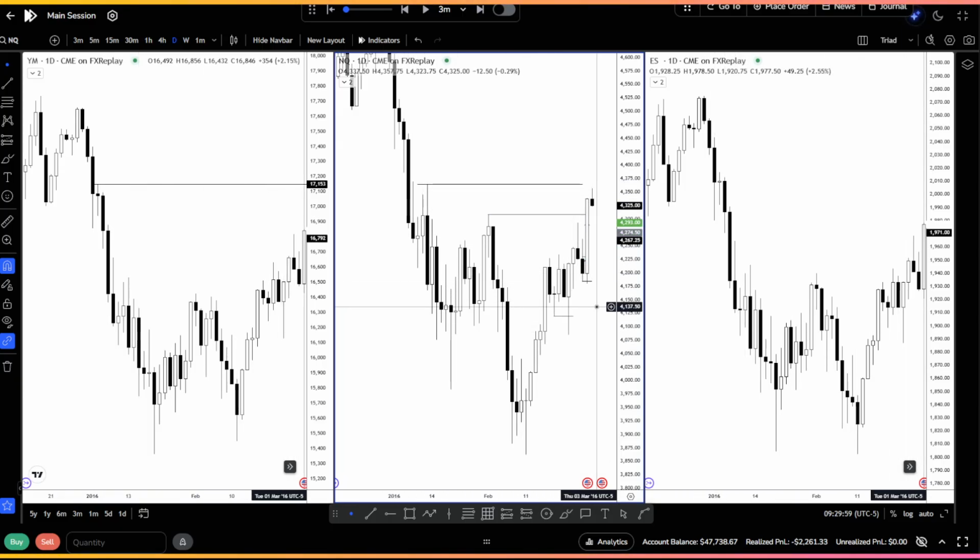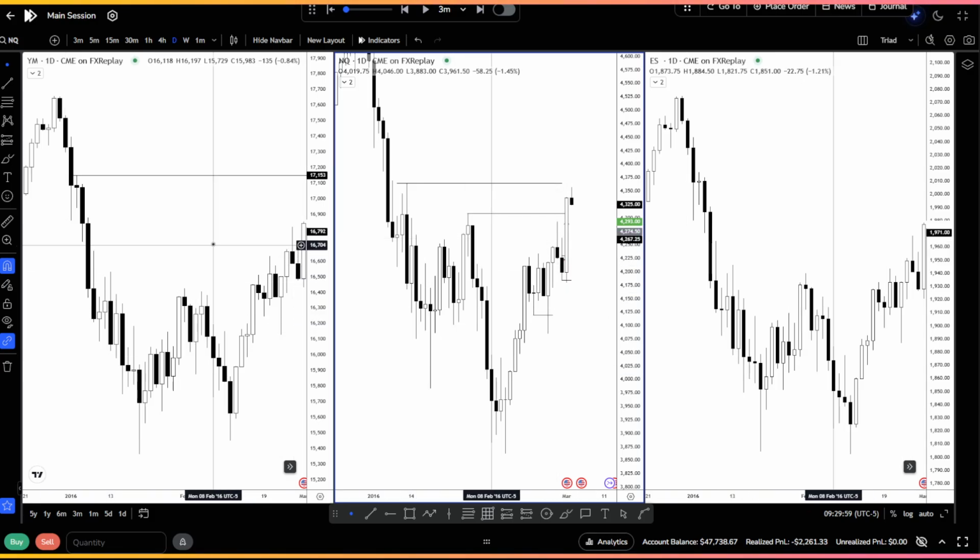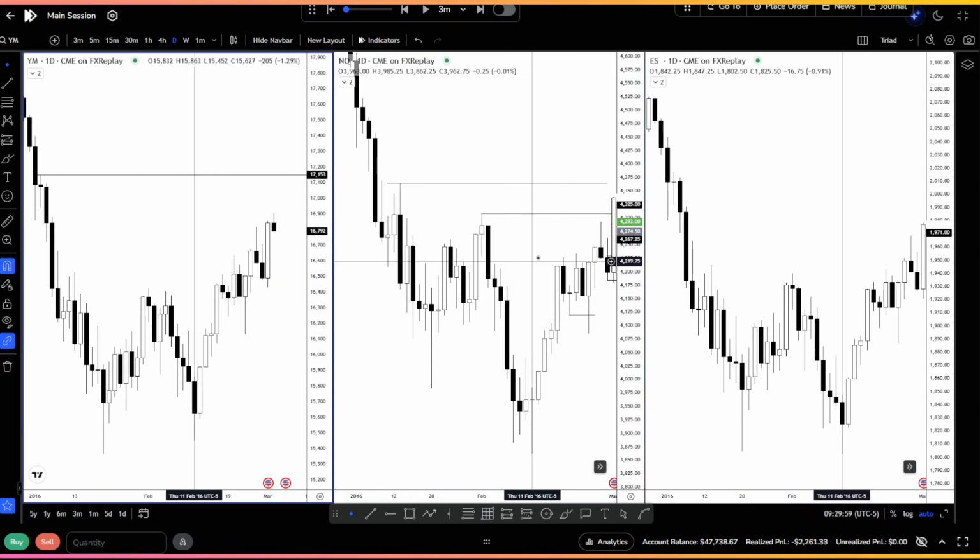Really clean trade, to be honest. Accumulation, then we see the CSD, and then again a new sort of fractal or a swing point here, and we take that. Not bad.